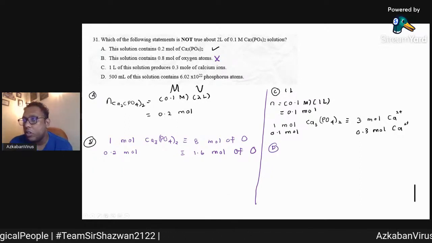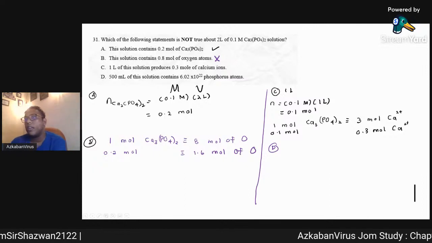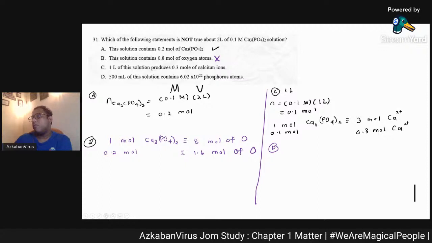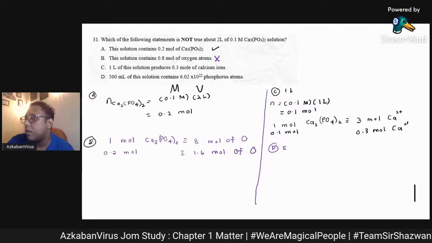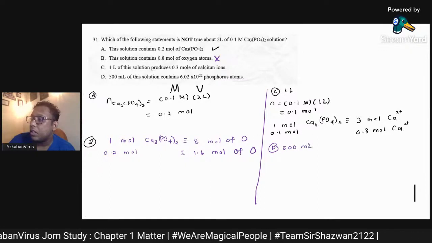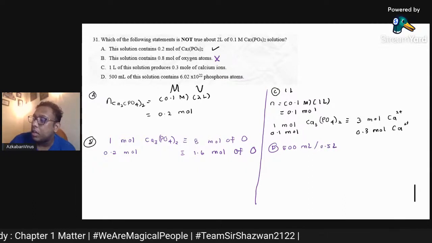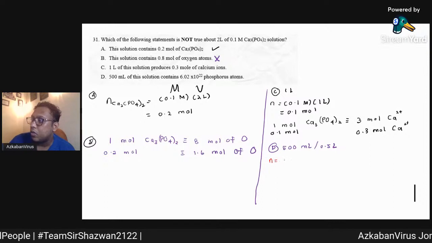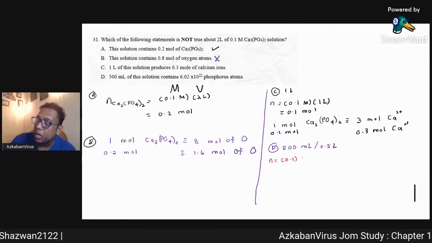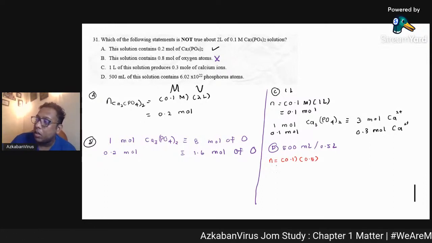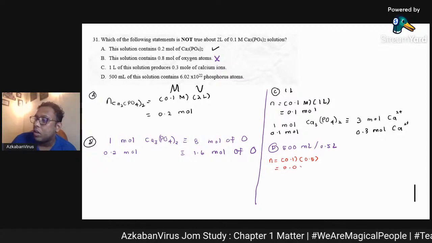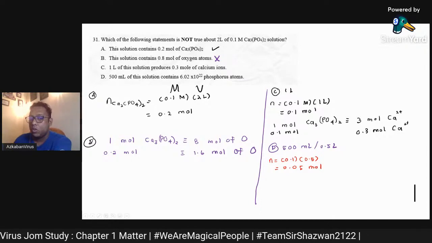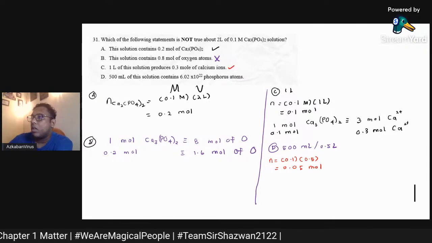And untuk statement D, 500 ml of this solution contains 6.02 exponent negative 22 phosphorus atom. Okay. 500 ml ataupun 0.5 liter. Mole dia is equal to 0.1 darab 0.5. Ini adalah 0.05 mole. Okay. So kita tengok, statement ni betul.